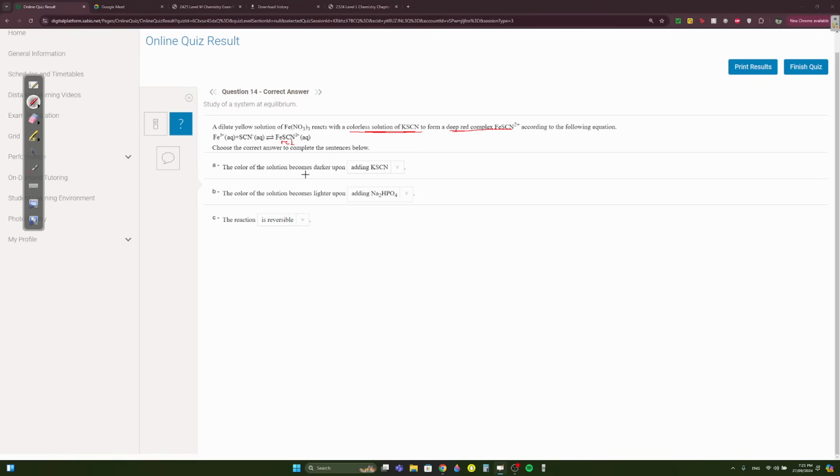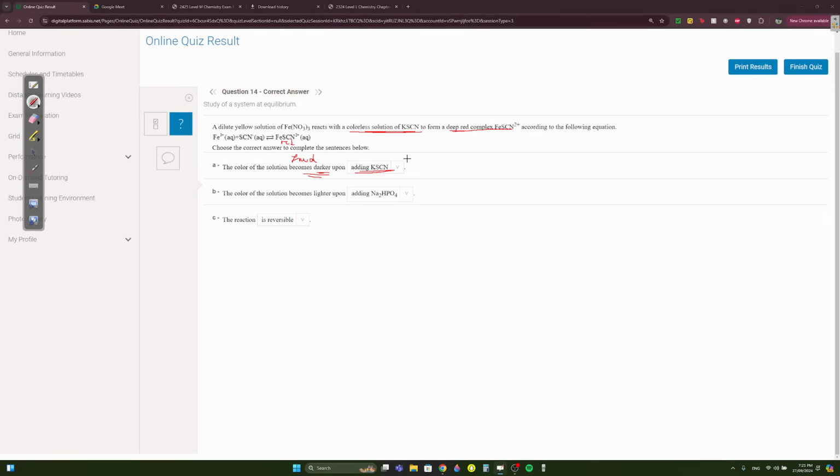They want to know when it's going to become darker. Okay, you didn't put FeNO3, didn't put KSCN. Forget it, just put red here. The color of the solution becomes darker upon what? When something becomes darker, it means the red color intensifies. So we want the red color to intensify. That means we want it to move forward. Let's see, I'm going to explain the answer.